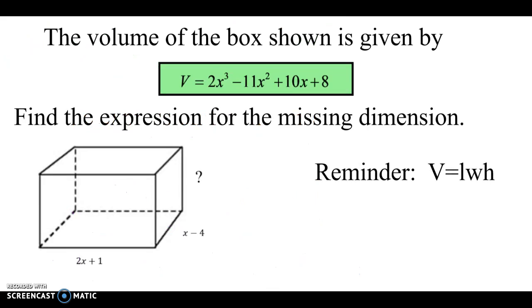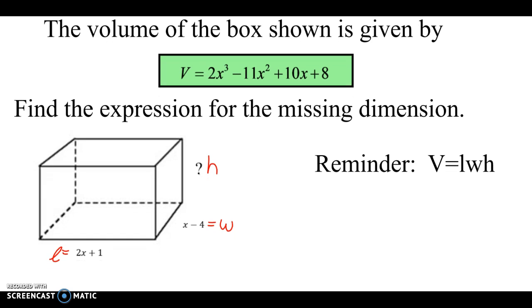So the last one for today says the volume of the box shown is given by the expression volume equals 2x cubed minus 11x squared plus 10x plus 2. Okay? And then we get a picture of a box, and we already have a couple dimensions. So let's call this the length. Let's call this the width. And what we're missing, let's call that the height, right?